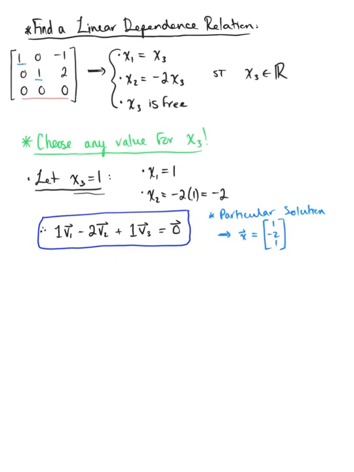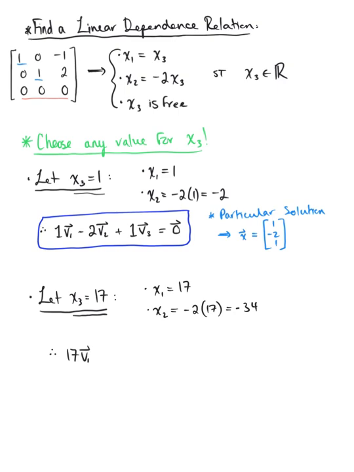Pick your favorite number. So I'm going to go ahead and I'm going to let x sub 3 be 17. So, since x sub 1 is equal to x sub 3, we know that x sub 1 will be 17. Since x sub 2 is equal to negative 2 times x sub 3, x sub 2 will be negative 2 times 17, which gives us minus 34. And again, we already know what x sub 3 is because we chose it. So therefore, another linear dependence relation amongst these vectors is defined as 17 times vector v sub 1 minus 34 times vector v sub 2 plus 17 times vector v sub 3 is equal to the 0 vector.